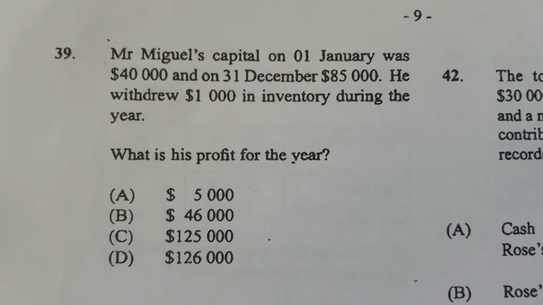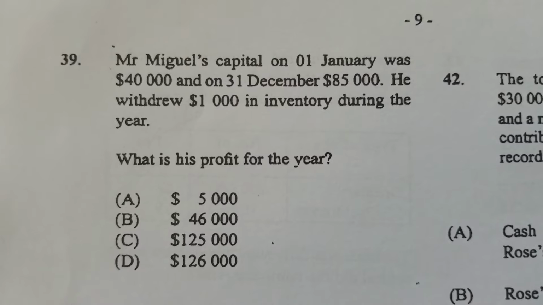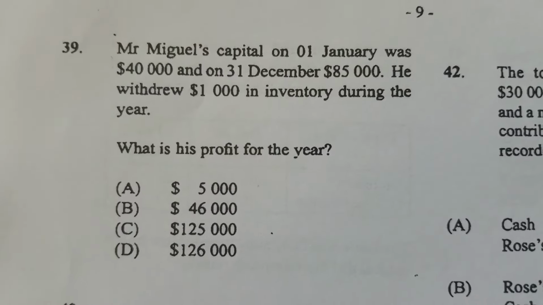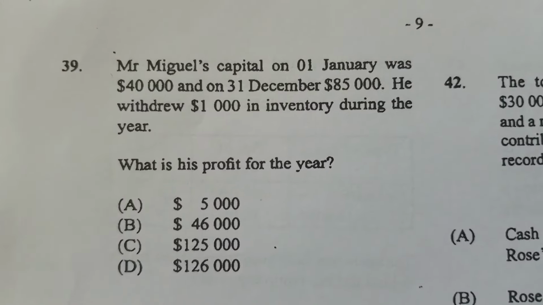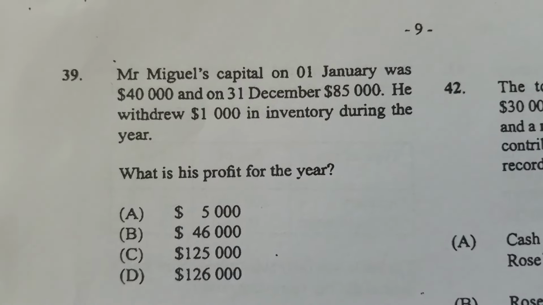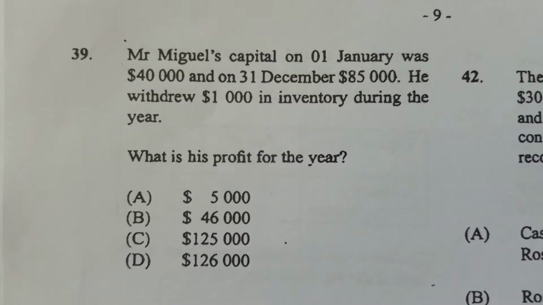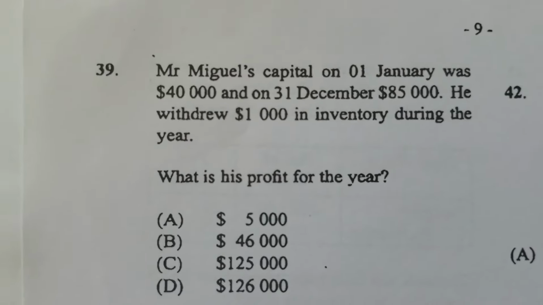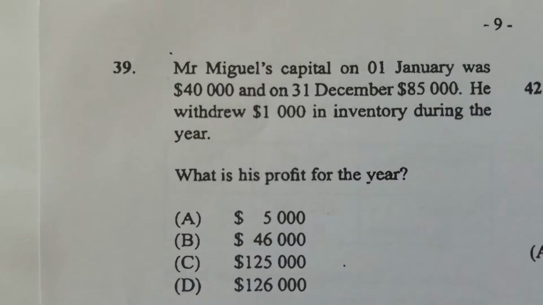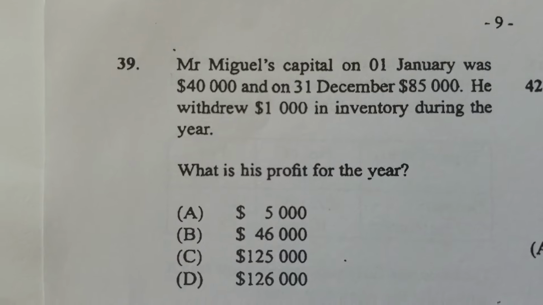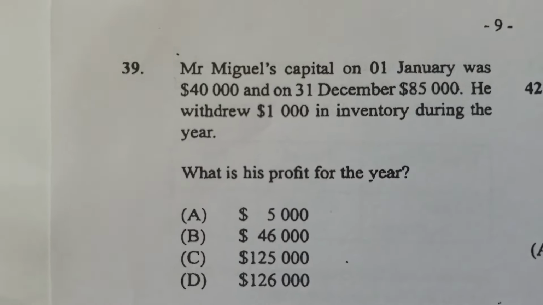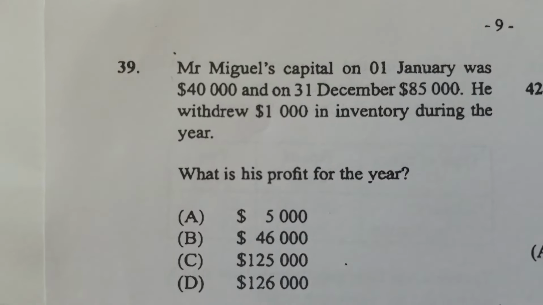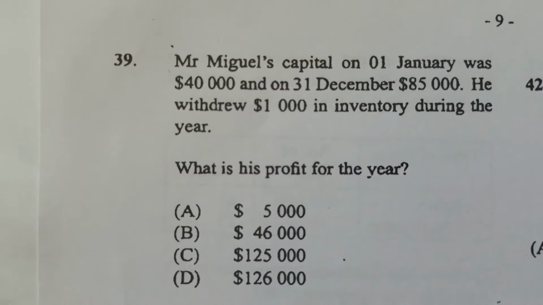All right, so we're going to work backwards now, right? We're going to work backwards. We want to know what is his profit. So we're starting with the 85. So the 85, we're going to add what we used to subtract and subtract what we used to add. So the 85,000 plus the drawings we used to subtract, we're going to add it, which is going to be 86,000. Take away 40,000 from it, and we're going to end up with 46,000. The answer is B.